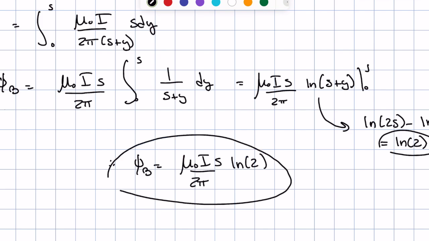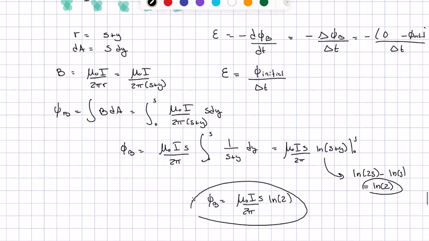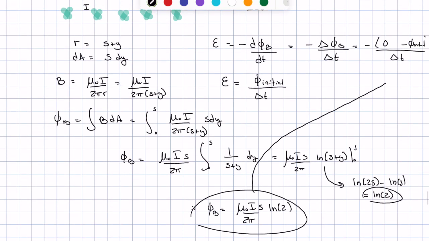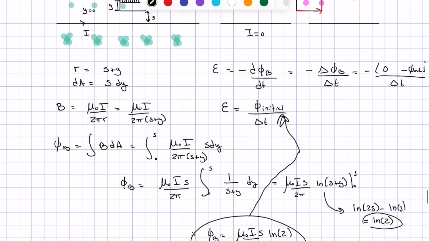So then our flux is equal to mu naught I s over 2 pi times ln 2. So that is the flux through the square when we have current of value I going through our infinite wire. Then what we'd have to do is plug this value into your equation for the EMF. I guess I wrote it here a little bit better. And then we just need to divide it by delta t.